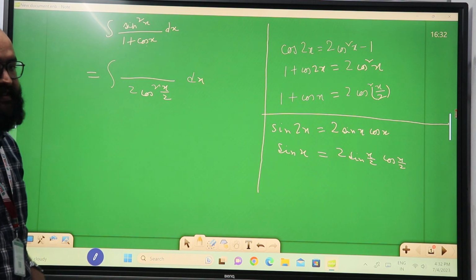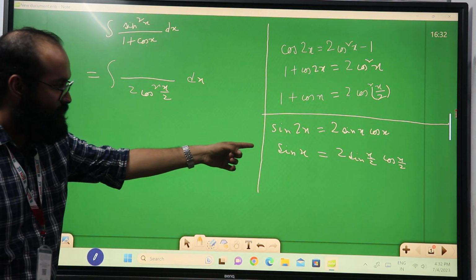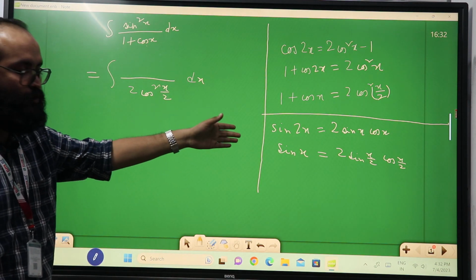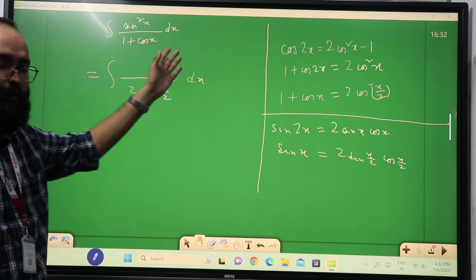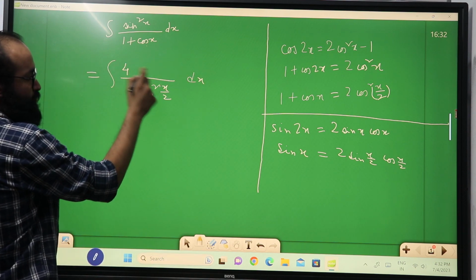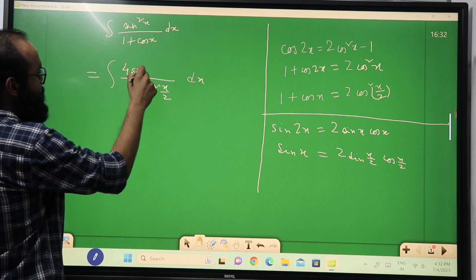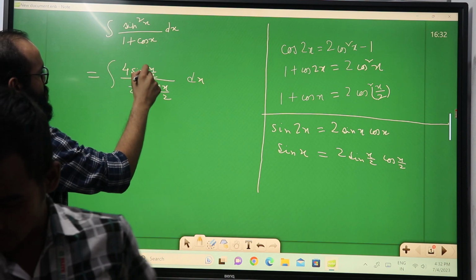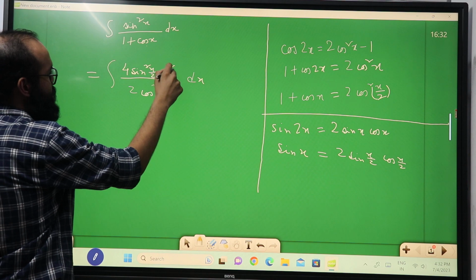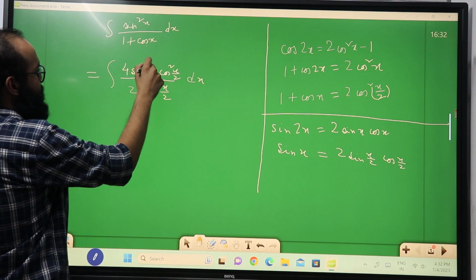So, what will be sin square x now? Sin x is 2 sin x by 2 cos x by 2. So, if you square it, what will it become? Square of this is 4 sin square x by 2 into cos square x by 2, isn't it?